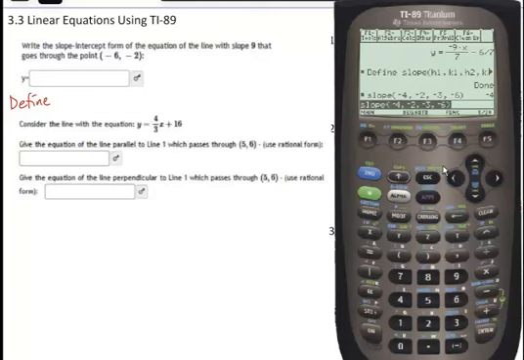All right, so let's look at this next one here. So now we're given a point and a slope.